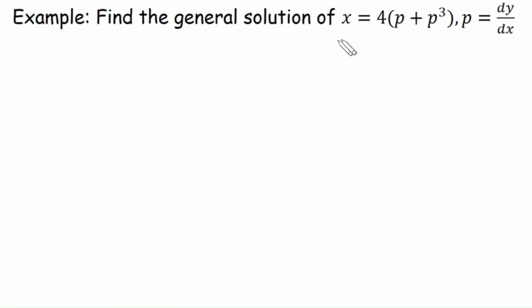In this example, again we need to find the general solution of this differential equation, where p represents the derivative of y with respect to x. Now think whether this is solvable for x or not. Clearly the power of x is equal to 1. It means yes, this is solvable for x, and x is explicitly given in terms of p. So what is the first step? The first step is to differentiate with respect to y.